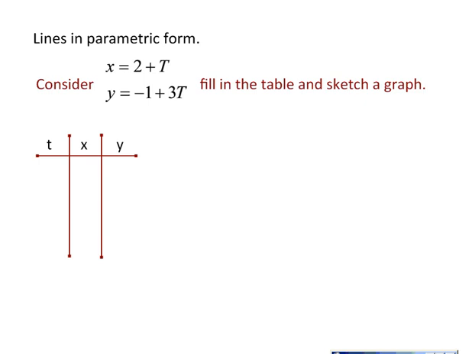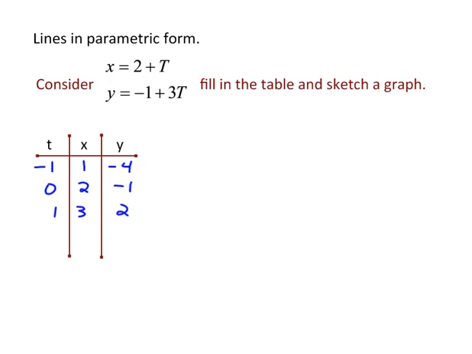I want you to fill in the table and then sketch a graph. And you should be able to do this on your own, so you could pause the video and try it yourself. Otherwise, I'm going to go right here. So I'll start with a negative. If t is -1, my x is going to be 1, my y is going to be -4. If t is 0, I get 2, -1. If t is 1, I get 3, 2.